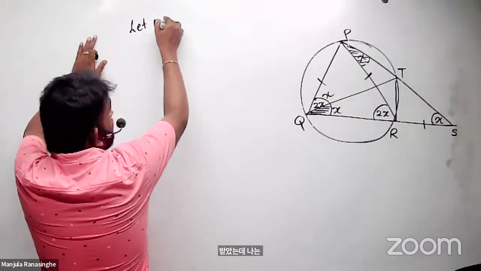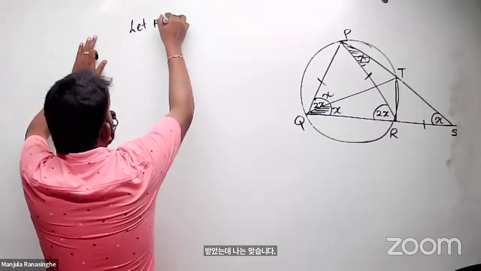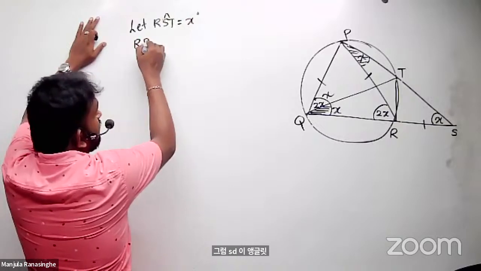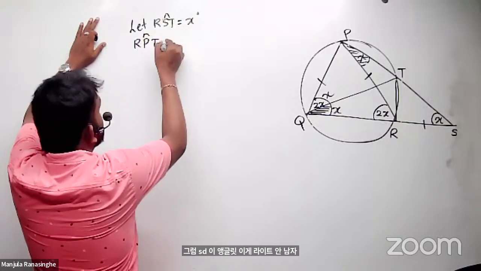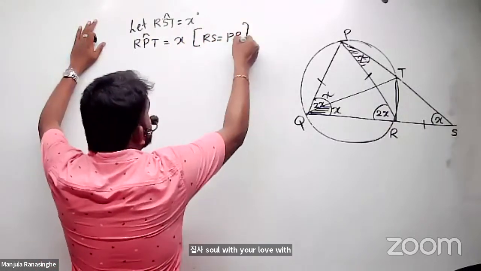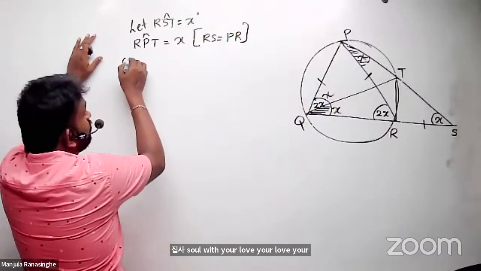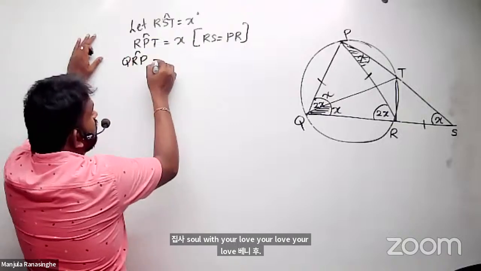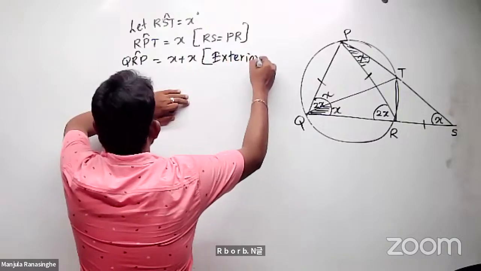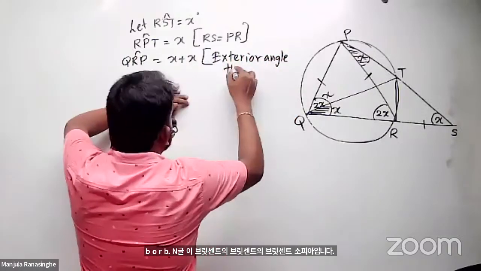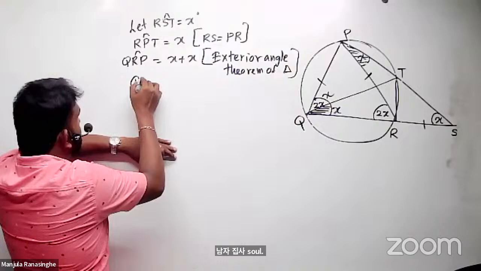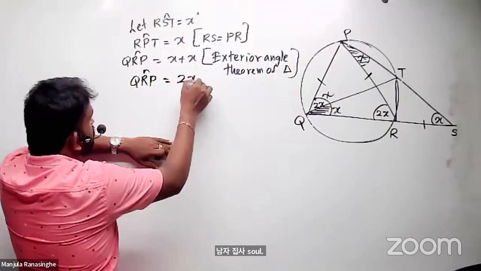Let RST angle equal X. You then write RPT angle equal X. What is the reason? RT is equal to PR. Then you write QRP angle equal X plus X. What is the theorem? Exterior angle theorem of triangle. Right. Then QRP angle equal X plus X means 2X.